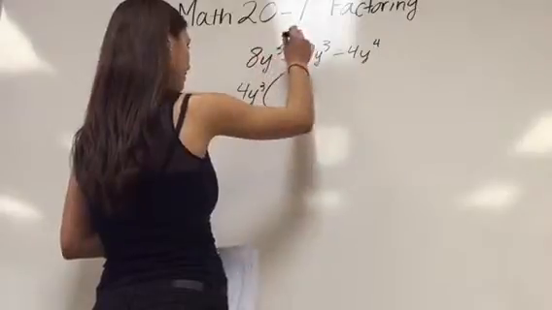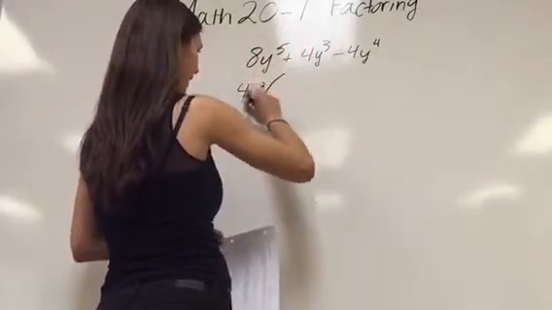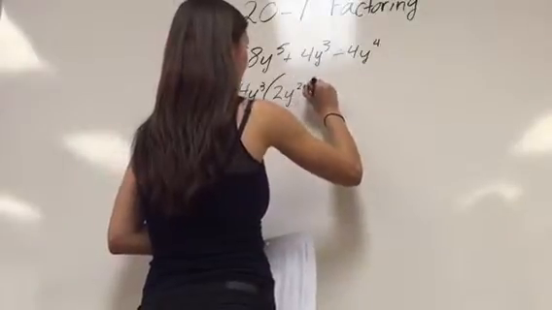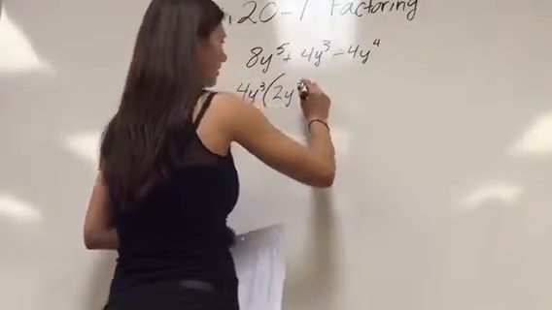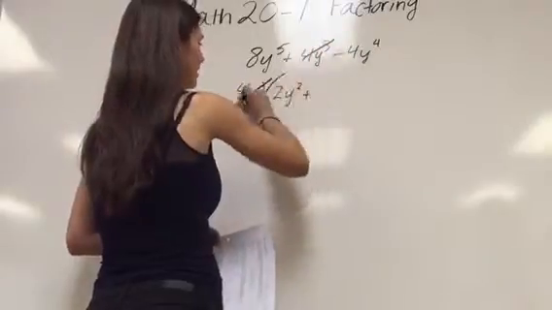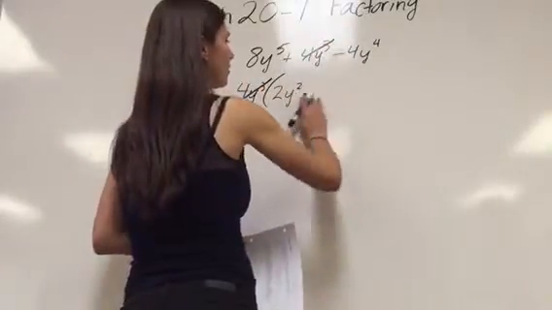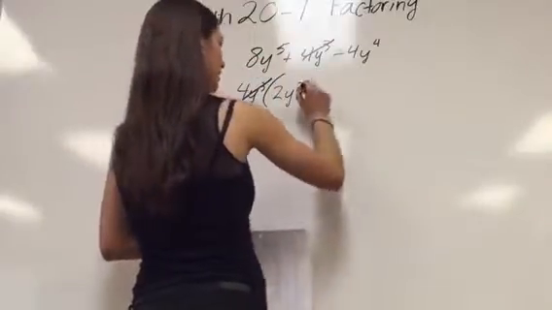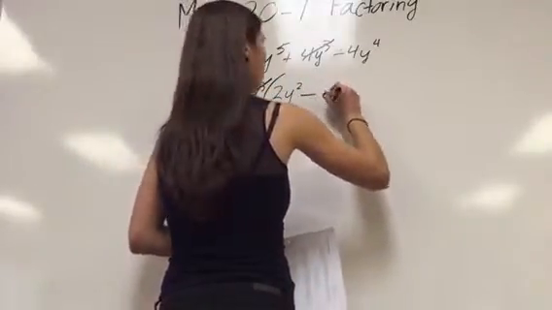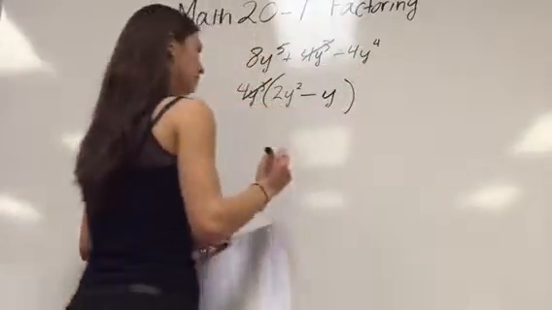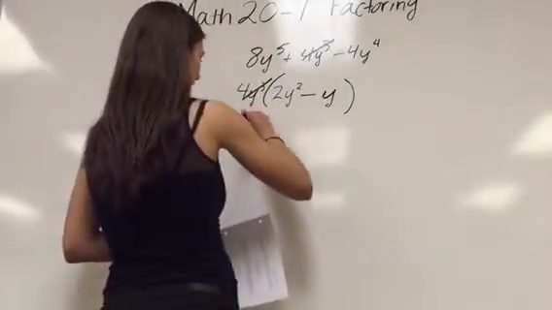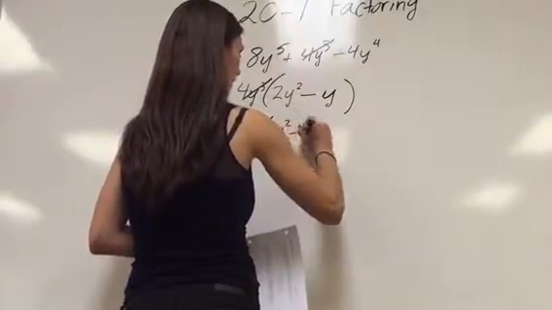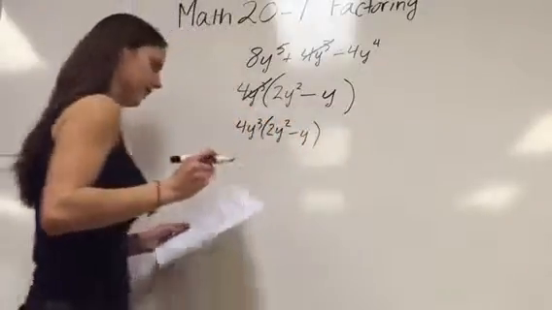So now we basically just divide 4y cubed from everything that we had originally. So 8y to the power of 5 divided by 4y cubed is 2y squared plus, these cancel basically. So negative 4y to the power of 4 divided by 4y cubed is minus y. So we get 4y cubed, 2y squared minus y as our final answer.